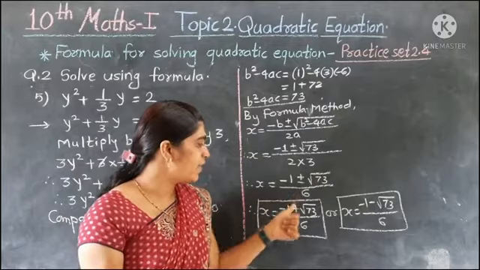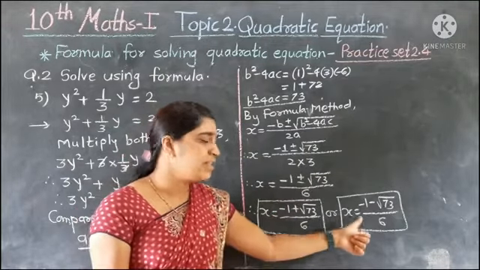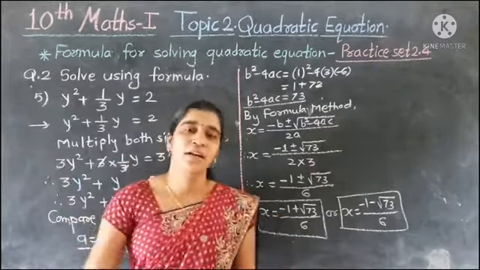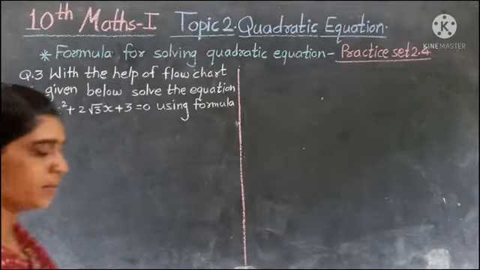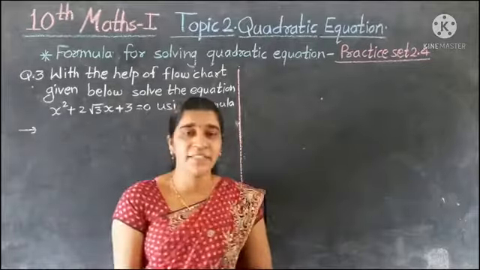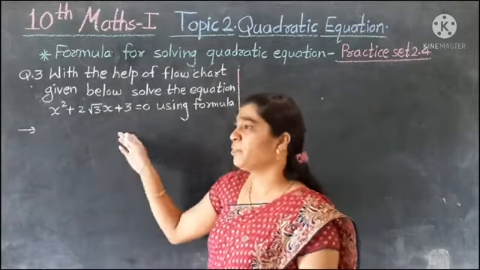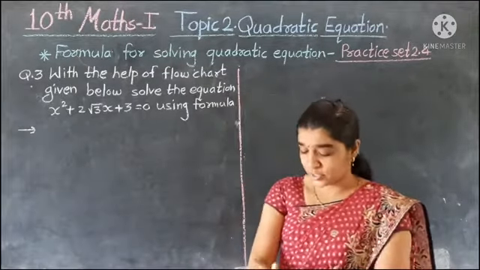Therefore we write it as it is. So we get these two roots of this given quadratic equation. See the last question in practice set 2.4. Question number 3 is an activity based question.